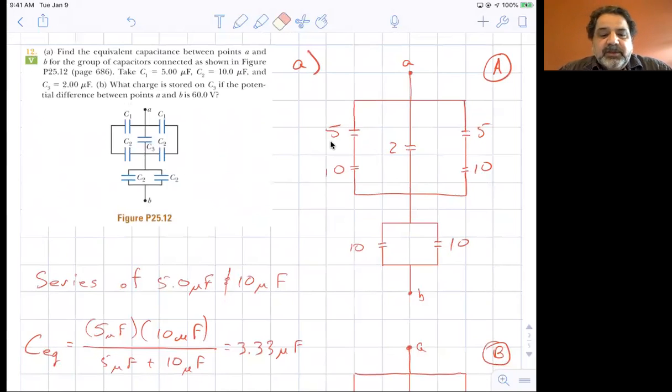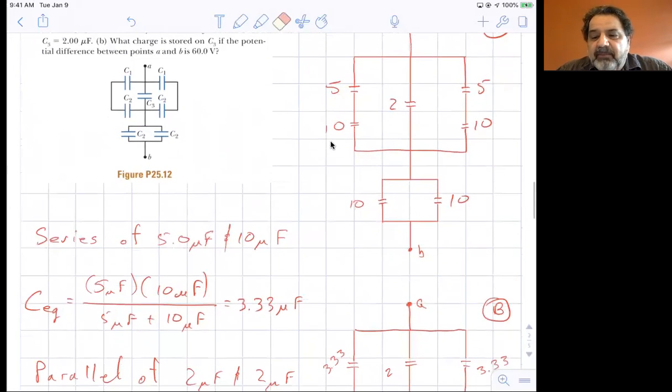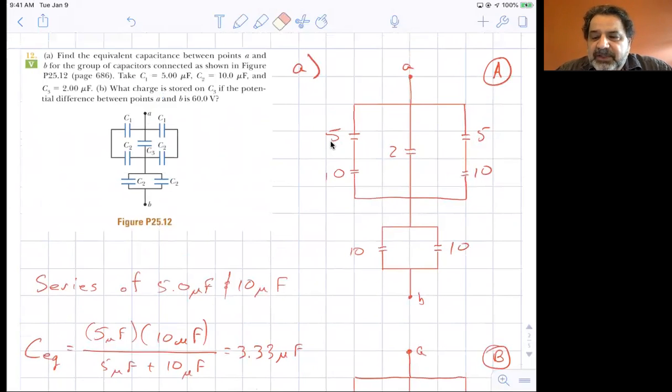So the first thing I did, I recognize these circuits, but if you're new to this, you might have difficulty seeing the geometry of the layout here. So I laid it out so you can see that, and I'm dispensing with the 0.00 and the microfarads. I'm just putting the values. You'll see that you've got 2 identical branches of 5 and 10 in series on either side of the 2 microfarads. And then you have a 10 and a 10 below that. I call this diagram A.